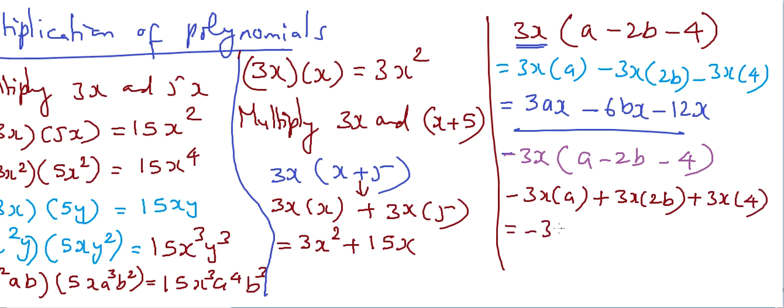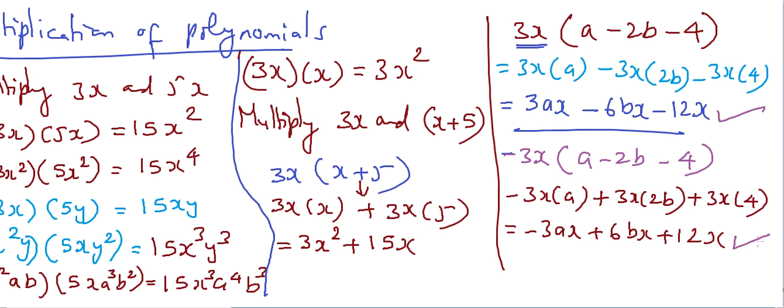Okay, now let's multiply. So minus 3ax plus 6bx plus 12x. So if you compare the results of these two, see this one and this one, the sign of each term has changed.